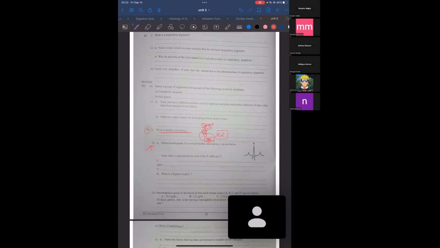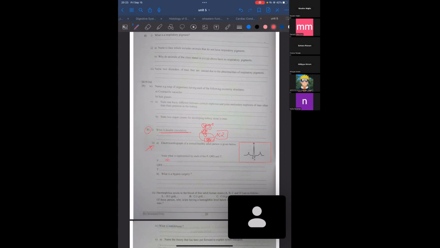All right. You might have to memorize, but know the key terms. This you can remember. So this is what I taught you all today. The ECG of a normal healthy adult person is given below. You can see this. Then state what is represented by each of the P, QRS, and T. What are you going to write? P is, again.